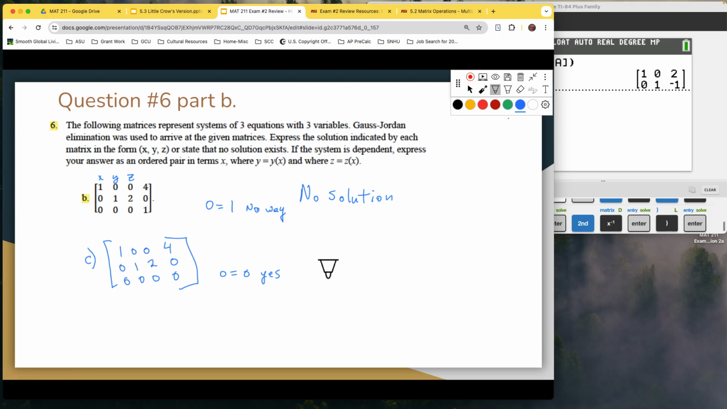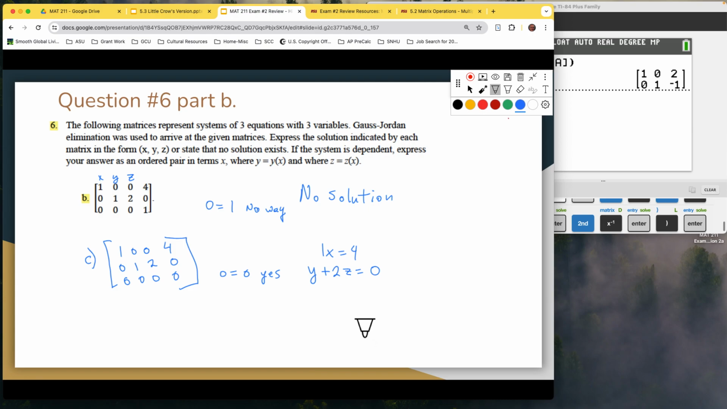I want it in terms of x, but now in this case we're actually going to need to probably put it in terms of z, but we'll see. Let's see. So this first line tells us that 1x equals 4. The second line tells us that 1y, or I'll just put y, plus 2z equals 0.